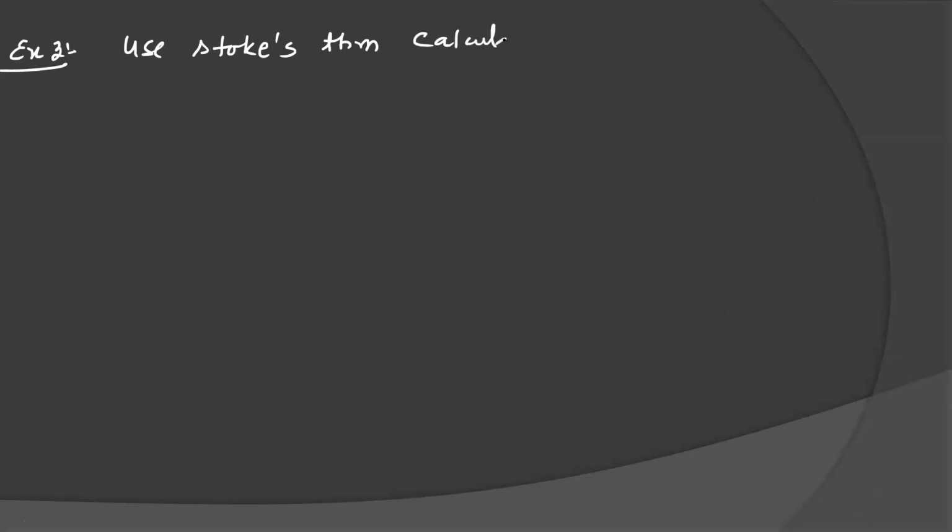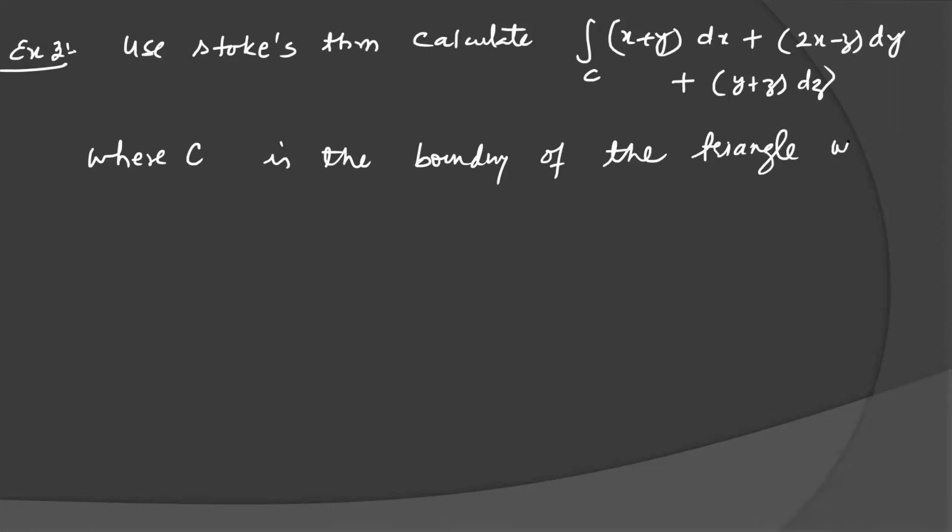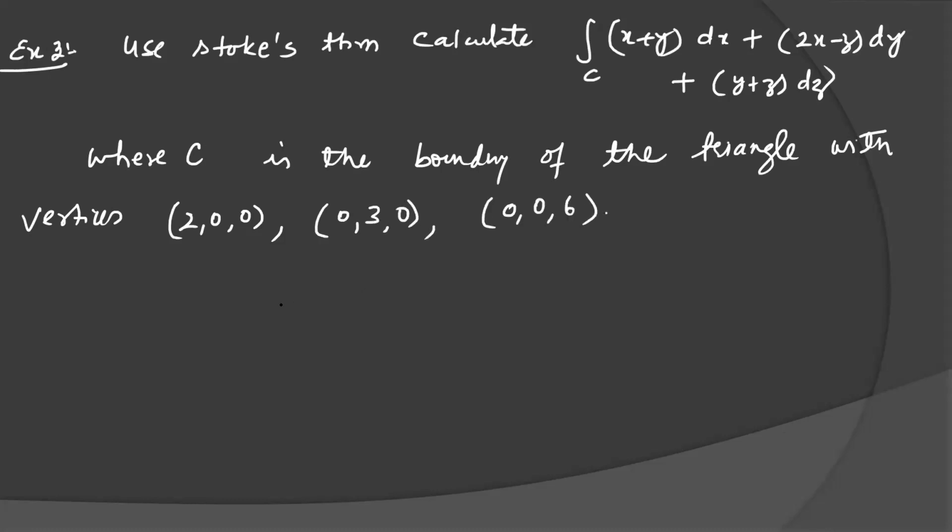to evaluate the line integral of x plus y dx plus 2x minus z dy plus y plus z dz, where curve C is the boundary of the triangle with vertices 2, 0, 0; 0, 3, 0; and 0, 0, 6. You have a triangle in 3D actually.